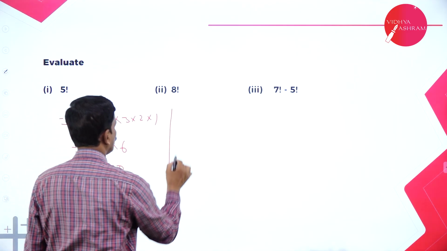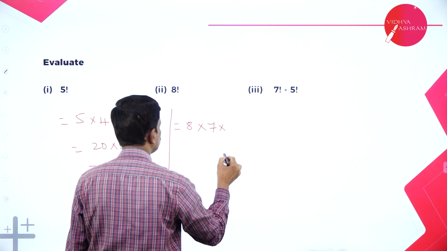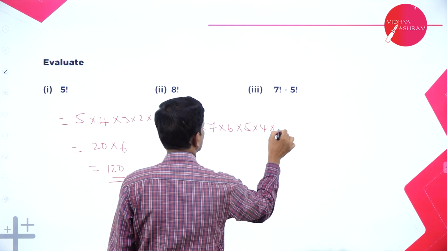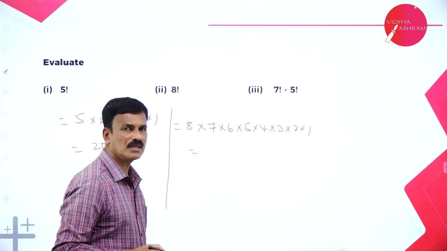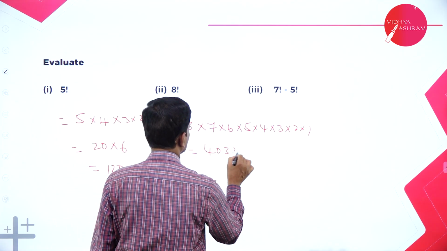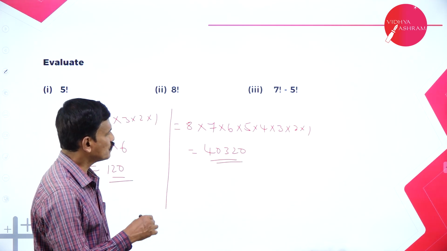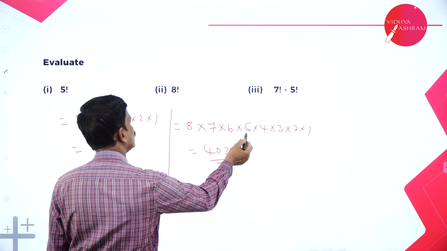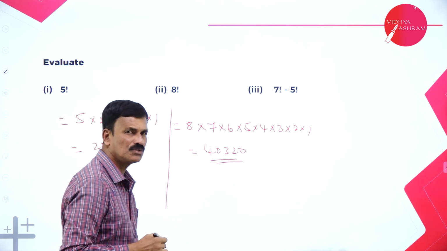On the other hand, 8 factorial can be written as 8 into 7 into 6 into 5 into 4 into 3 into 2 into 1. So, if you multiply, what you will get? This is equal to 40320. Okay. 8 into 7 into 6 into 5 into 4 into 3 into 2 into 1. Up to 5 we get 120. 120 into 6 into 7 into 8, you will get 40320.